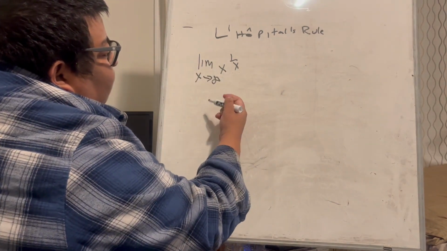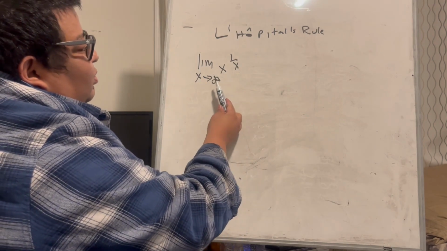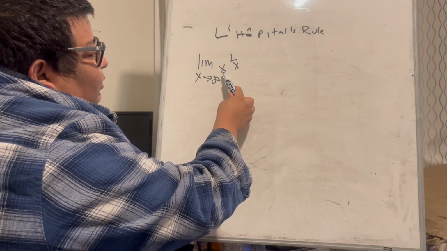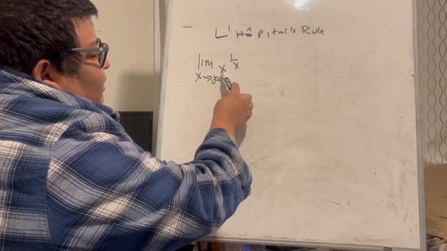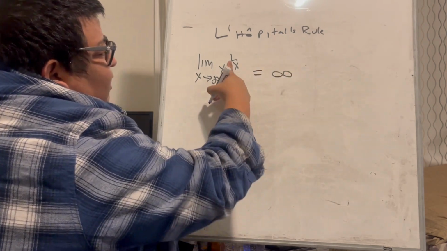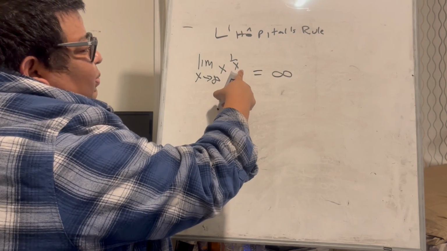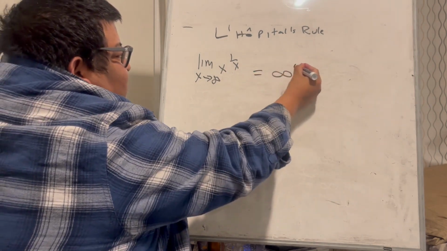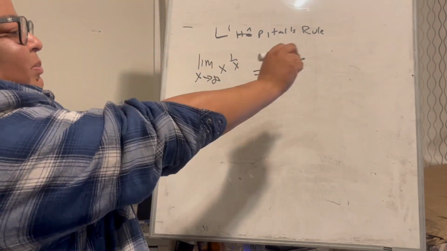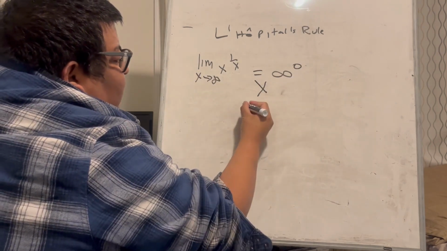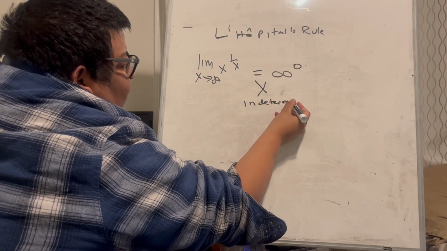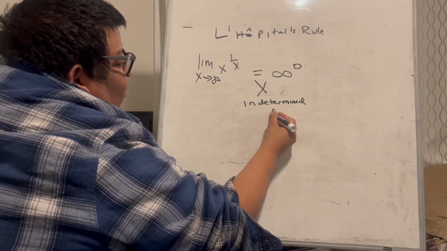Notice, like I said in another video, you cannot really plug in infinity, but you can get an idea if you think about it. As x approaches infinity, this becomes infinity, and then 1 over x, when x approaches infinity, becomes 0. But remember, this is not the right limit, because this is an indeterminate form.